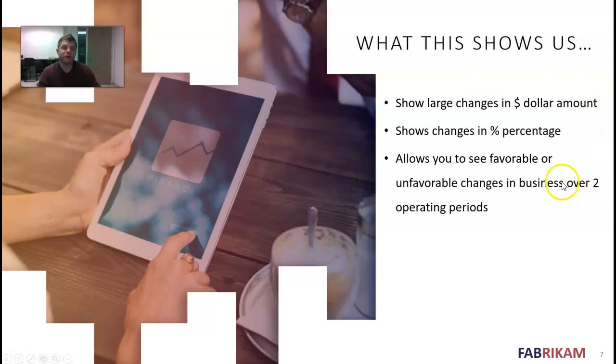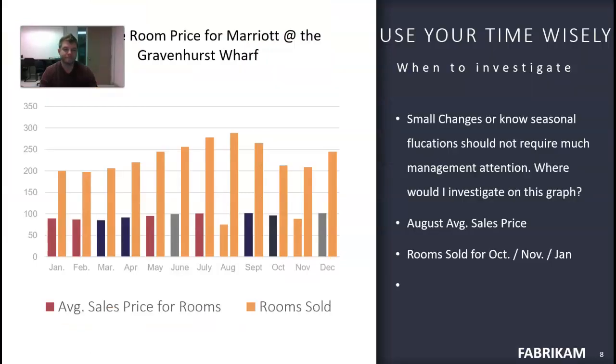And as I just spoke about, it shows the large change in dollar amounts, the changes in percentages, and can tell you what seems to be favorable or unfavorable over 2 operating periods. And we look at this, you probably look at it week to week, throughout the month, and then month to month throughout the quarters. And at the end of the year, you'll look at a few years as well and say, I want to know how I am progressing in my business. So this will give you an idea as well.